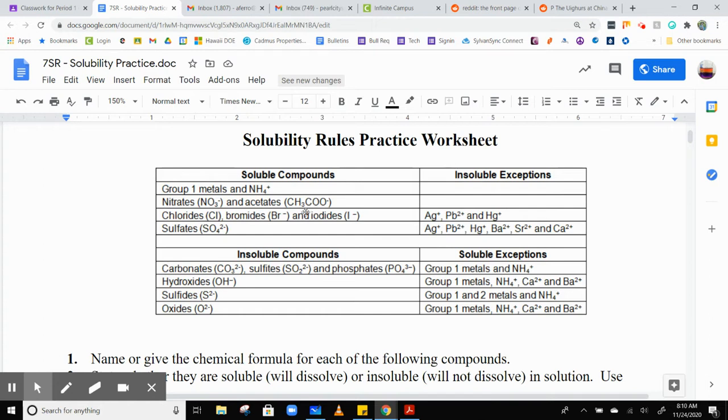Chlorides, bromides, and iodides are generally soluble. However, there are some exceptions. If you have a chloride, bromide, or iodide with silver, lead, or mercury, those are not soluble. They are insoluble. So AgCl is not soluble. AgBr is not soluble. PbBr2 is not soluble. HgI is not soluble. However, if you have anything else with chlorides, bromides, or iodides, those are soluble.